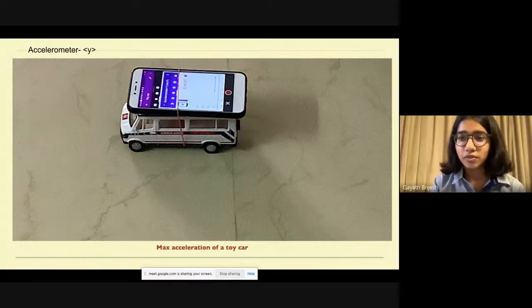In this first experiment, we can see a toy car that has a phone attached to it. The phone has the Arduino Science Journal app open to the accelerometer tab on the y axis. This app tracks the phone's motion to determine its acceleration. It's important to note that the phone has to be attached to the moving object to ensure that the data is being tracked smoothly.